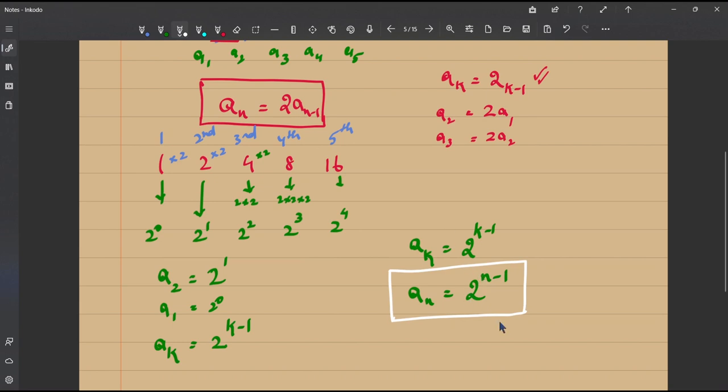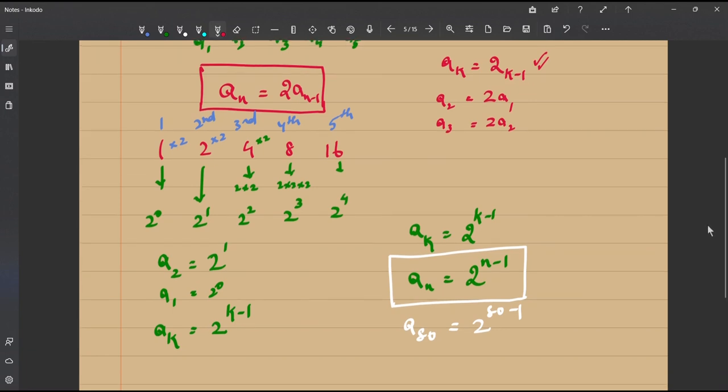The pattern in this sequence is that the nth term can be found by doing 2 raised to the power n minus 1. Suppose you want to find the 80th term, you can just write A80 is equal to 2 raised to the power 80 minus 1, right? So it is 2 raised to the power 79. You can directly find the 80th term without having to depend on the preceding term.